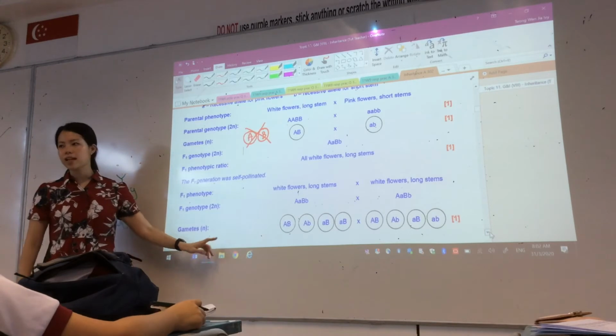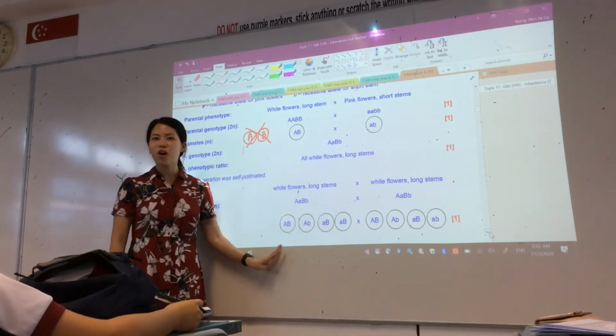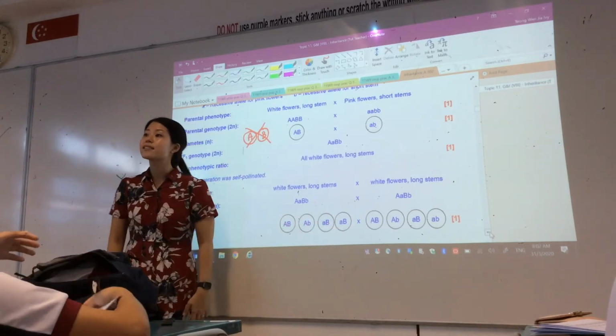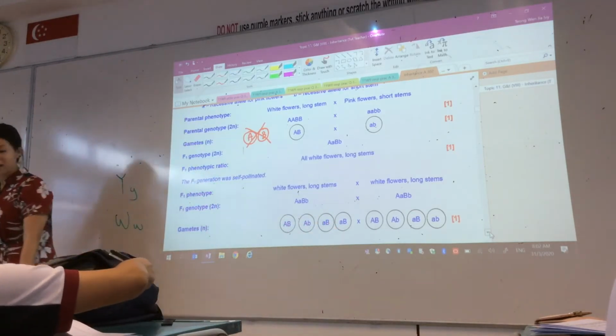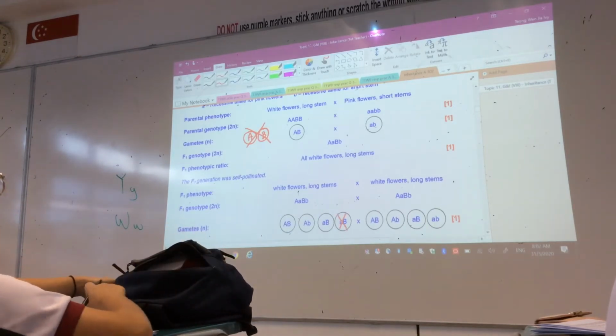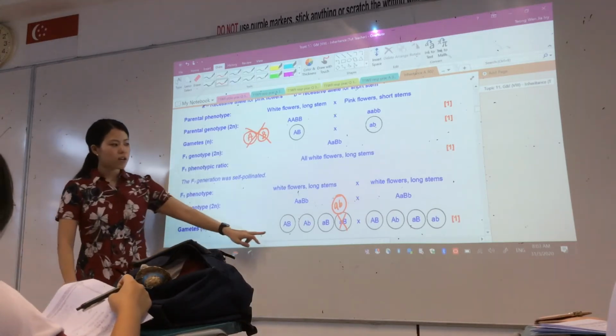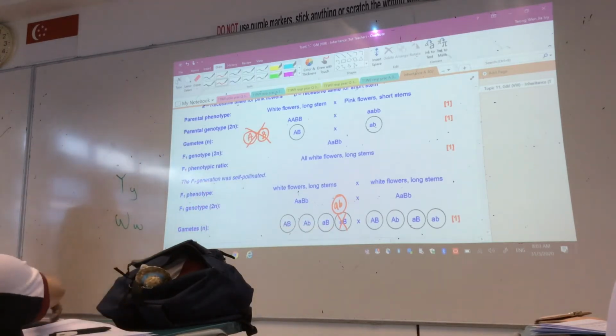This shouldn't be difficult, you have done it in lecture already. Basically, in the gametes, there are 4 different possible gametes. Oh yeah, is there a typo? Oh yes, there's a typo.